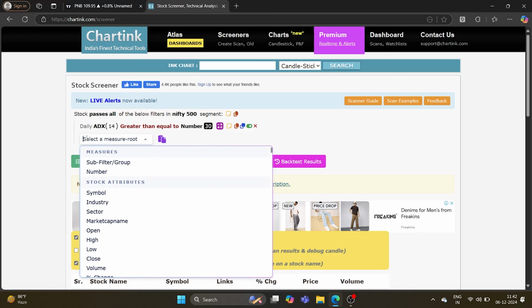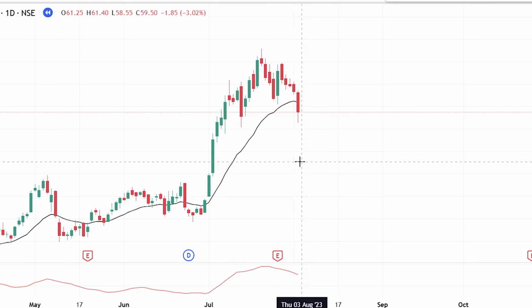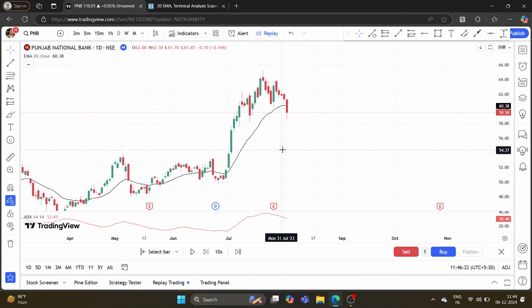This is the Punjab National Bank stock. I have the ADX here, which is the 14 period ADX, and a 20 period moving average, as you can see. Now the stock crossed below, that means it touches the 20-day moving average. First, our condition passes. Now the ADX must be above 30. You can see the ADX down here, it's 30.4. That condition also passed.